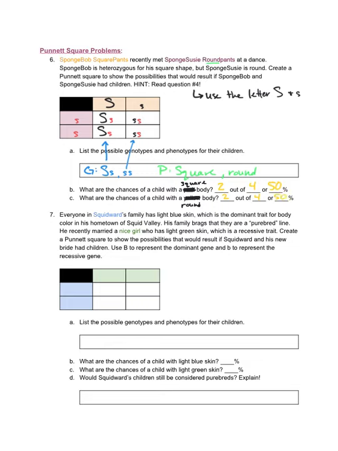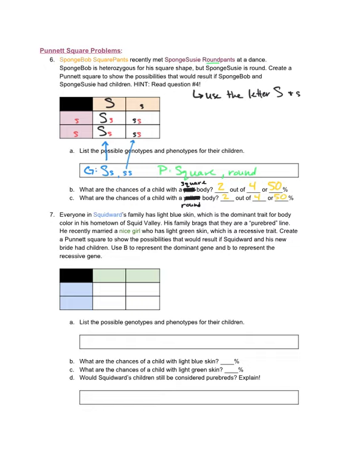Number 7 says everyone in Squidward's family has light blue skin, which is the dominant trait for body color in his hometown of Squid Valley. His family brags that they are a purebred line. He recently married a nice girl who has light green skin, which is a recessive trait. Create a Punnett square to show the possibilities that would result if Squidward and his new bride had children. Use the letter B to represent the dominant gene and the lowercase b to represent the recessive gene.